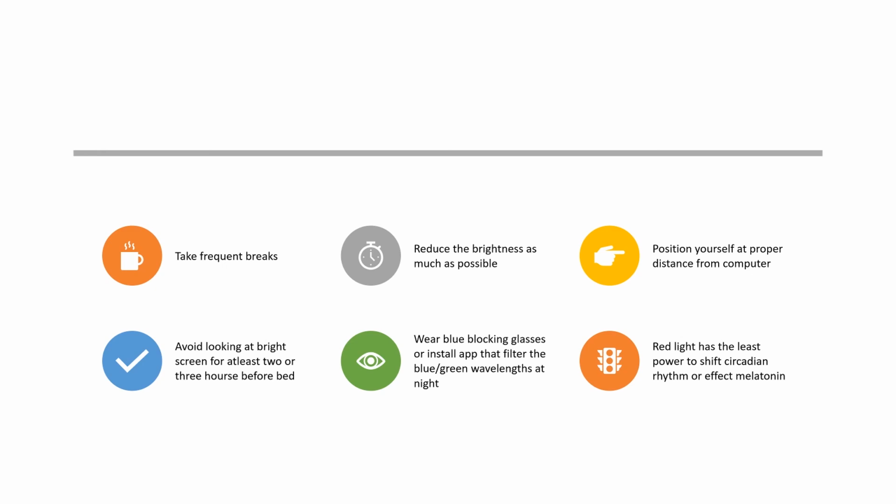Finally, the thing you need to know is that red light has the least power to shift circadian rhythm. So red light is possibly better than blue light, and also green light.